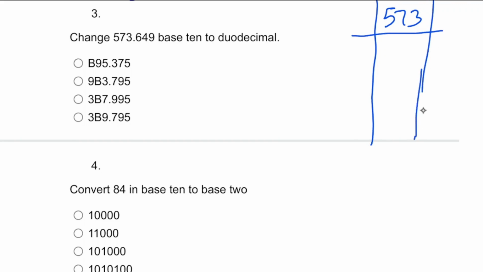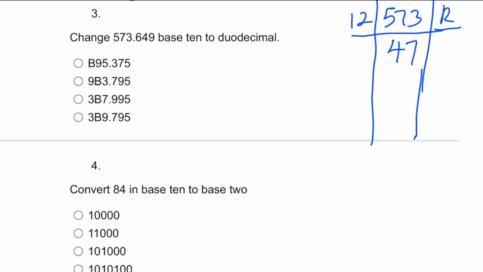So we have remainder. This is 12. So you do the same thing. Just use 573 divided by 12. You will get 47.75. You write 47 down.